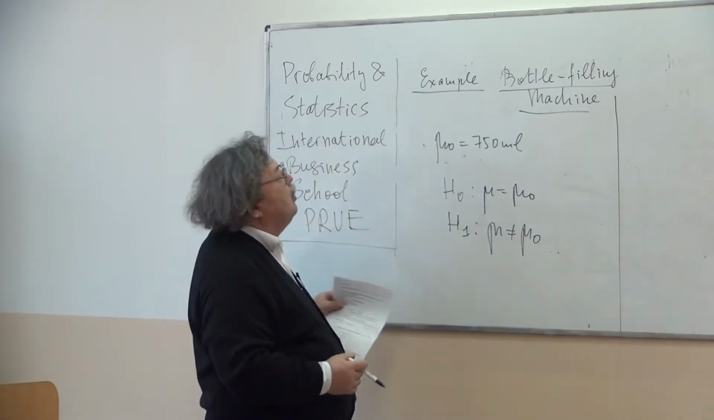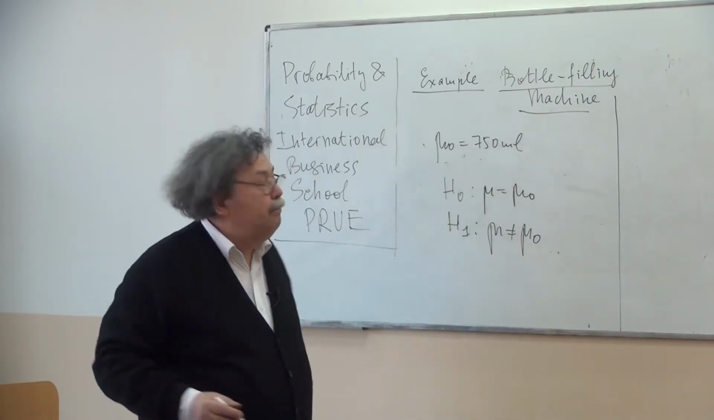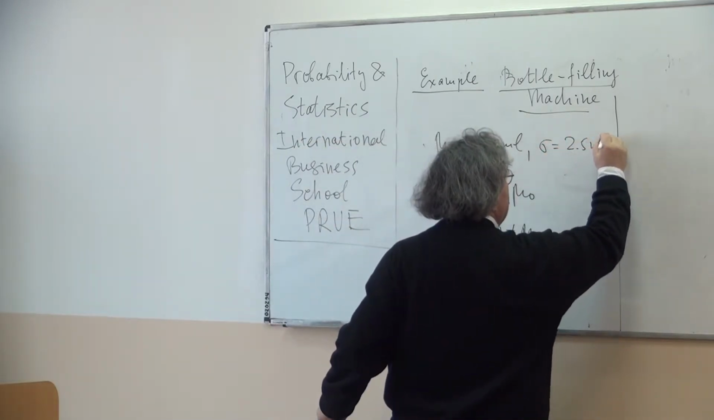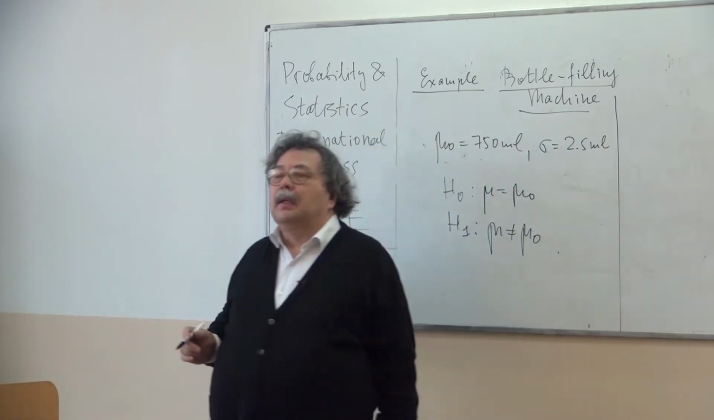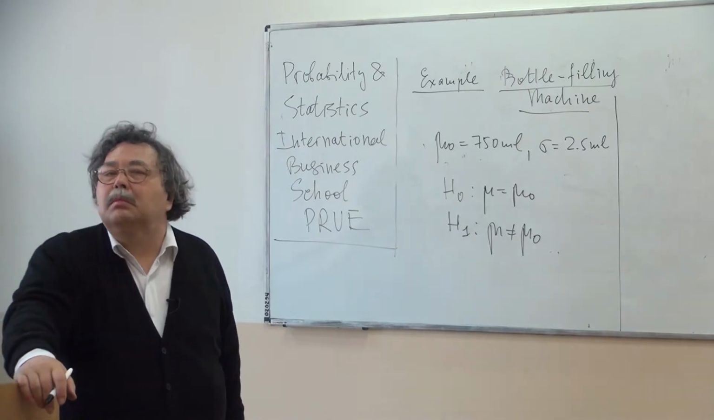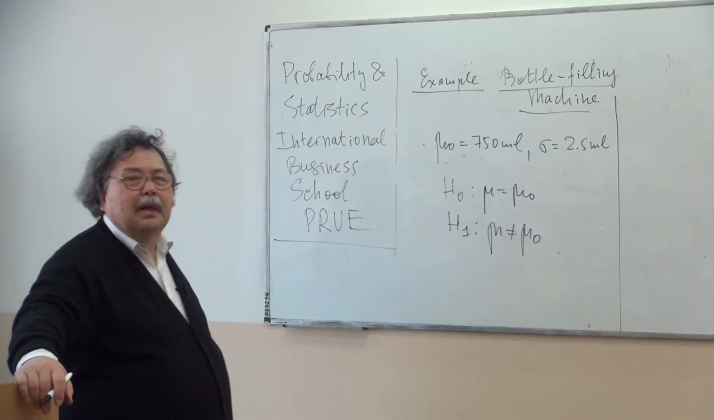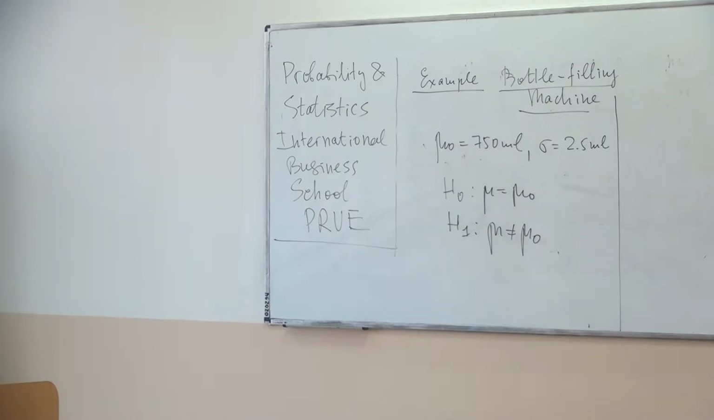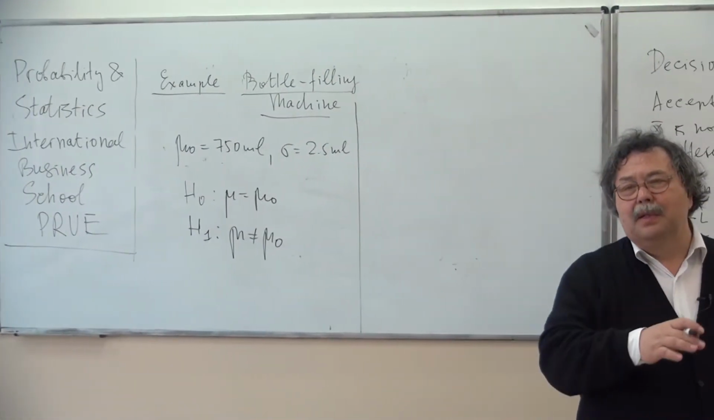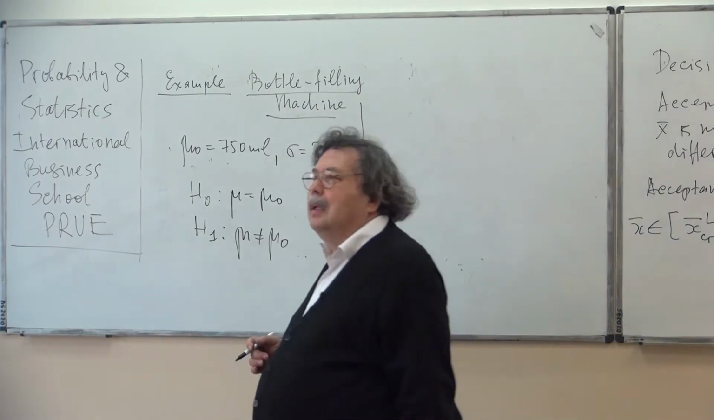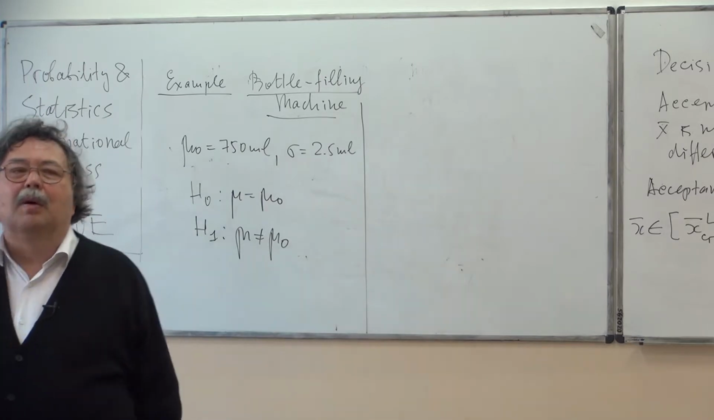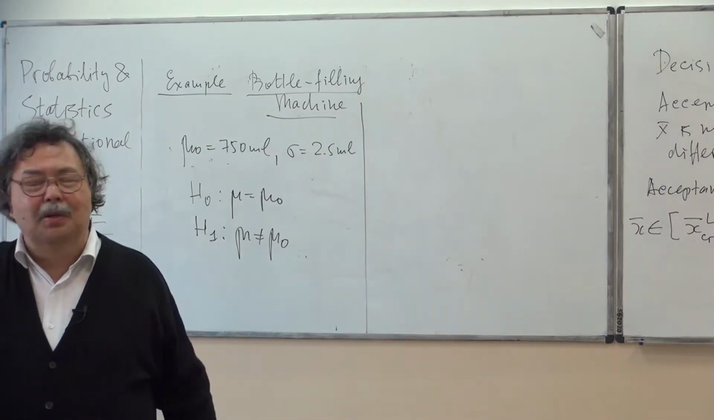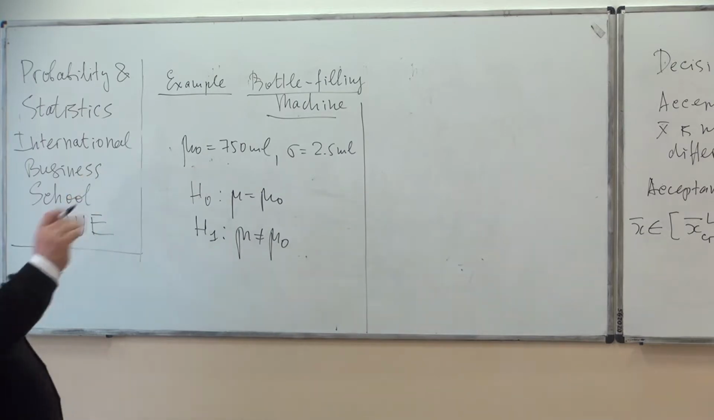But to apply it, we need an assumption on sigma. Let's say that sigma is known to be 2.5 milliliters. How can it be known? Okay, now if it's not a new bottle filling machine, if it has been in operation for some time, then probably we have already conducted tests like this before, okay? And from those previous tests, maybe we have some reasonable estimate of sigma. Or maybe sigma is given in the documentation that accompanies this machine from the producer. I don't know. Anyway, let's assume that sigma is somehow known.